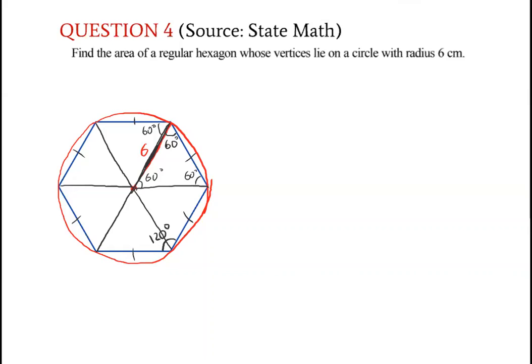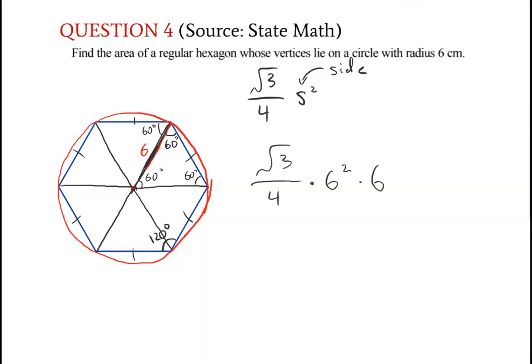So the formula for the area of an equilateral triangle is root 3 divided by 4 times s squared, where s is your side. We know that all the sides of these equilateral triangles are 6. And there are 6 triangles making up the hexagon. So this is our area, and that simplifies to 54 root 3.